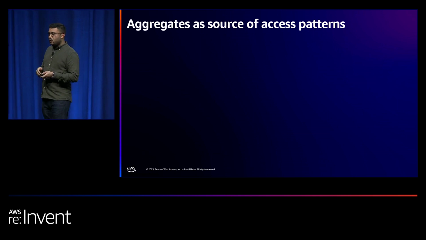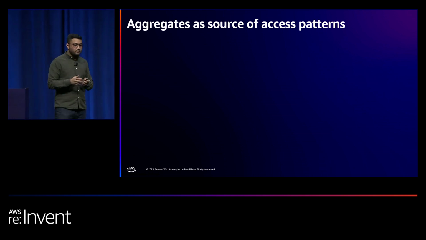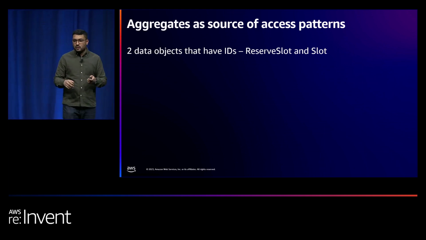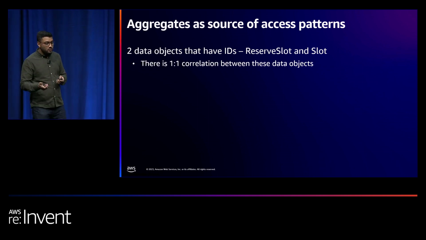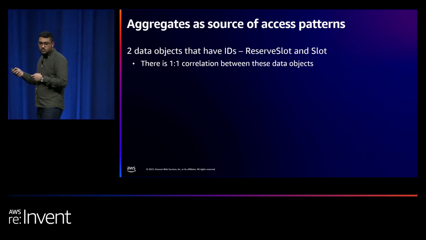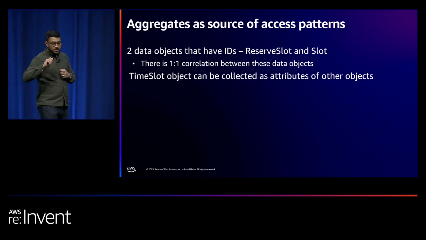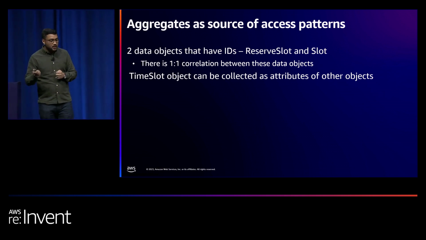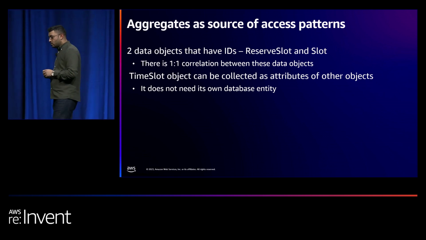Right, now once I have found these aggregates, I'm going to use them to find the access patterns. In our case, we had two data objects: reserved slot and slot. The way they are interacting with each other is there is a one-to-one correlation. So if the software is performing a reserve slot action, it's going to change the slot entity. But the time slot object was just a collection of attributes, so I do not need an entity of this in the database. It can be just an attribute attached to my database.